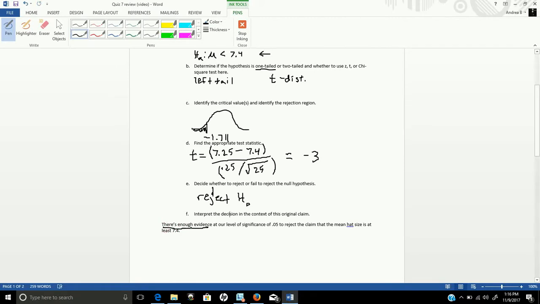So you have to include that there's enough evidence to reject the claim at the bare minimum. That's what you would need to include there.